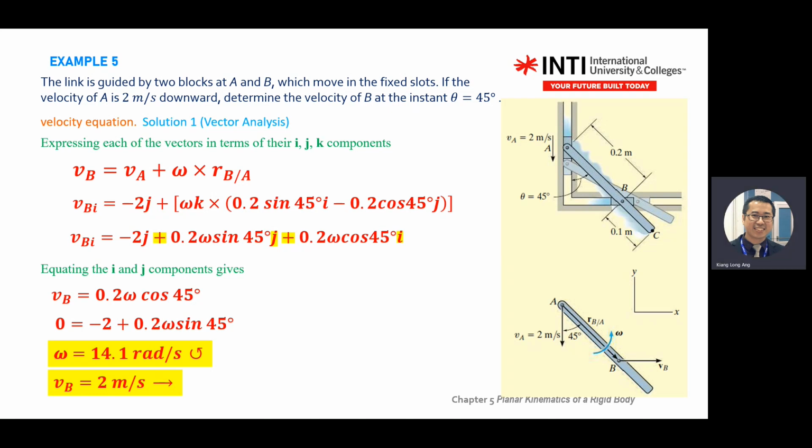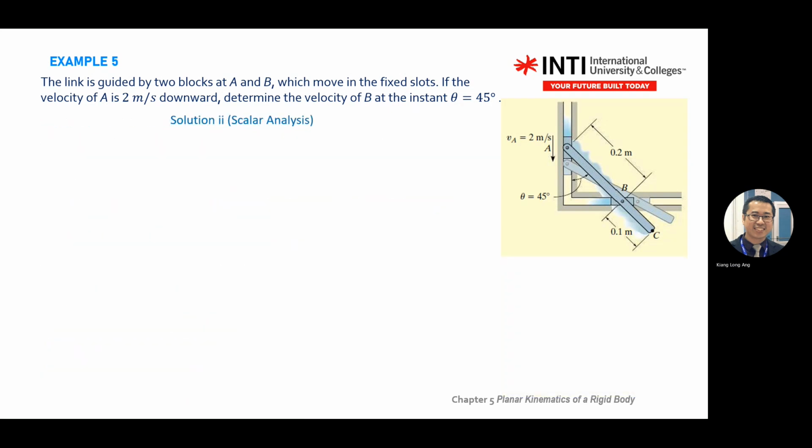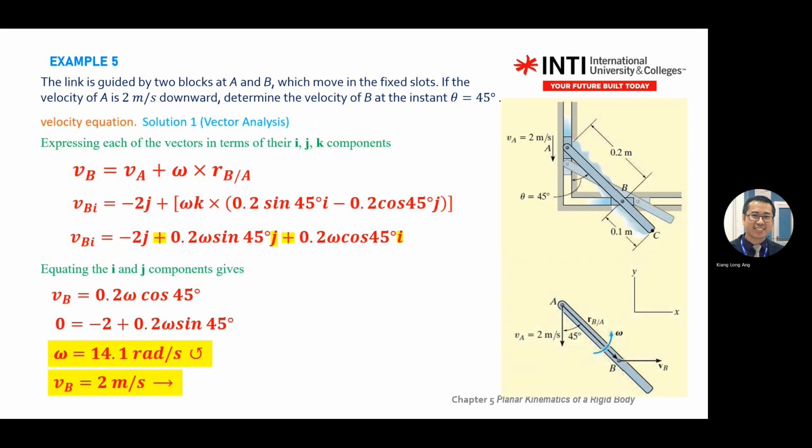Omega is anticlockwise. Why anticlockwise? Why this direction? Because A moves down, B moves that way, so the rigid body rotates that way. VB is to the right. Focus on B. Same.